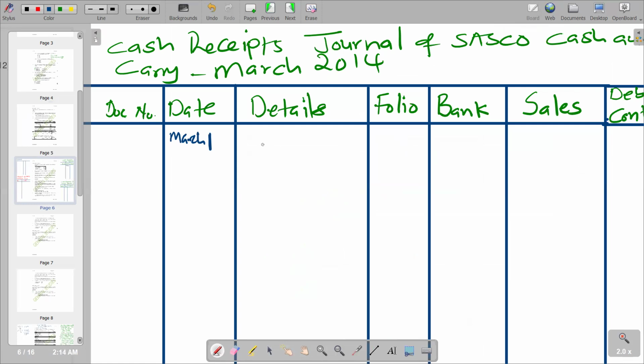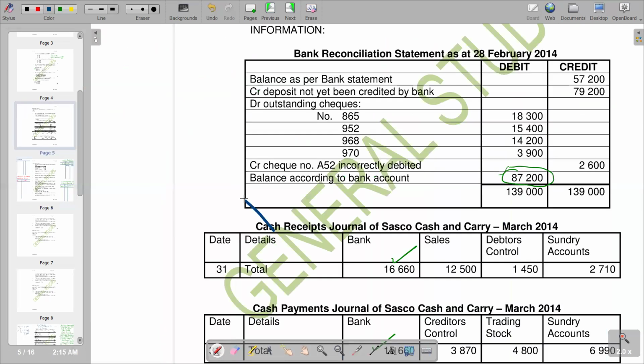And for all the details, we are saying this is our totals for the cash receipts journal, and the totals are brought forward. And then the amount is 16,660. We check the sales column, where we also have sales and debtors control, so we go there to check that information. We see that for sales we've got 4,500, for debtors control 1,450, sundry accounts 2,710. So we are going to enter them as opening balances again.